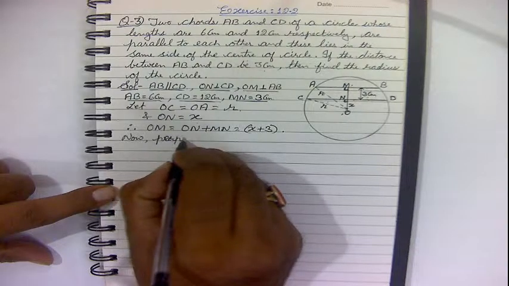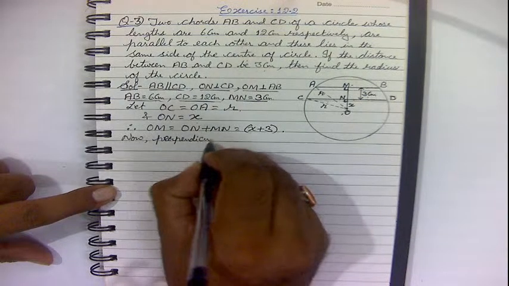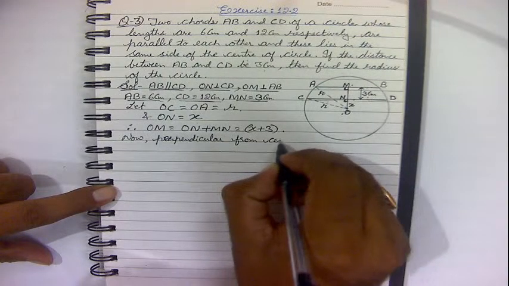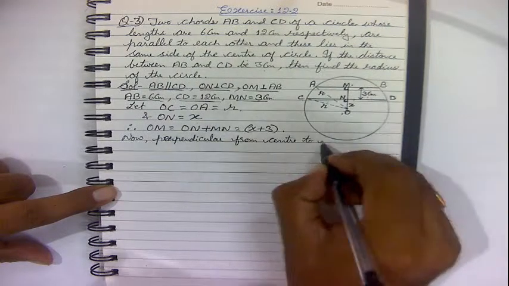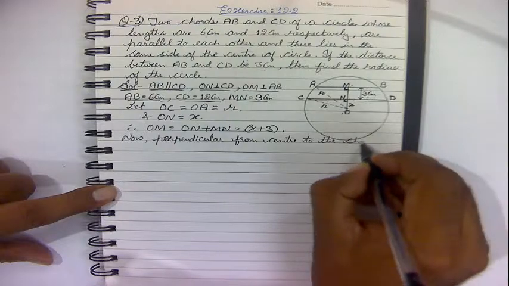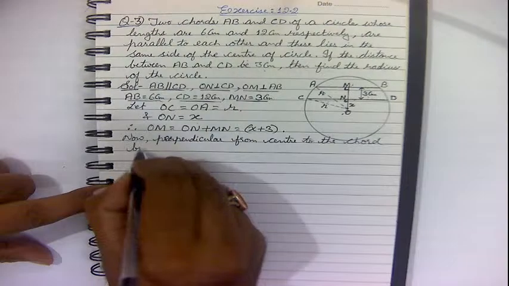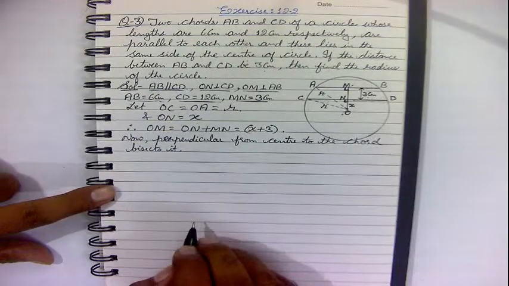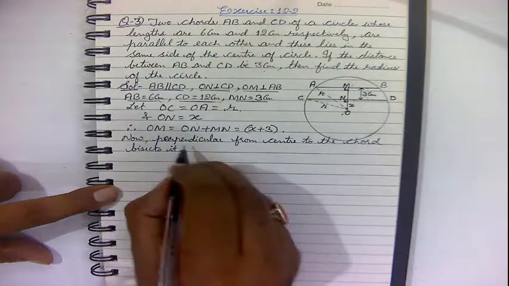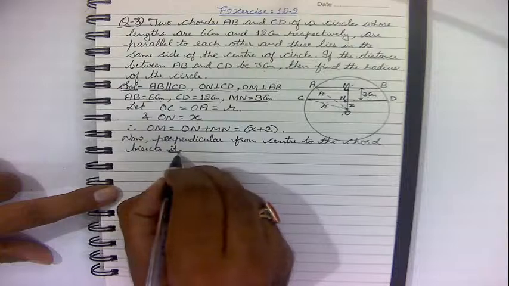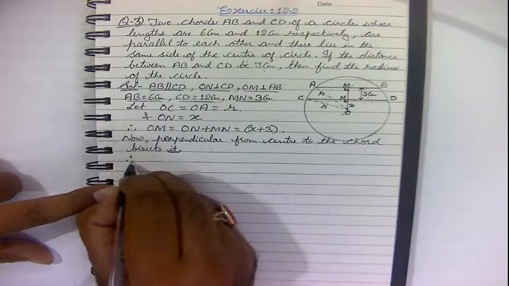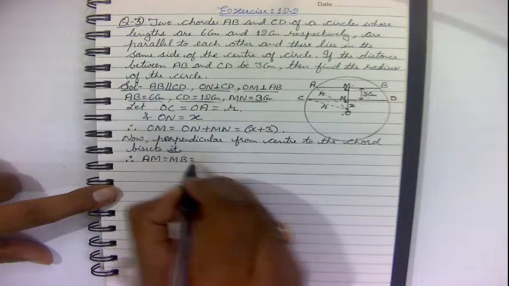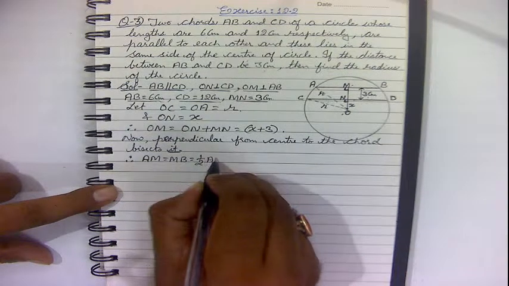Again using the theorem that a perpendicular from the center to the chord bisects it. Perpendicular drawn from center to the chord bisects it. It means the chord, किसको bisect करेगा? Chord को bisect करेगा. Therefore, AM equals MB, which is equal to half of AB.